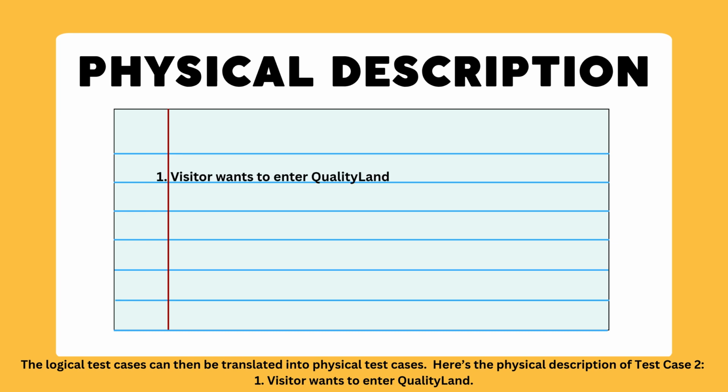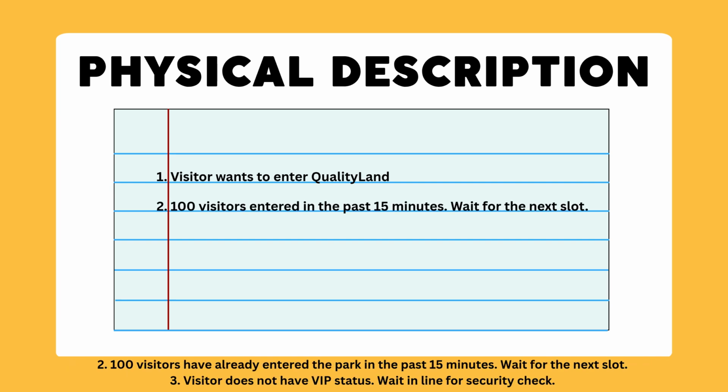1. Visitor wants to enter QualityLand. 2. 100 visitors have already entered the park in the past 15 minutes. Wait for the next slot. 3. Visitor does not have VIP status. Wait in line for security check.